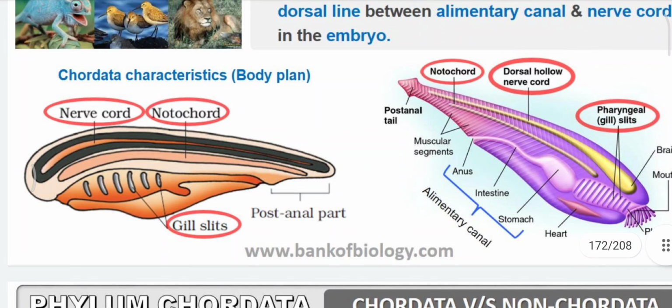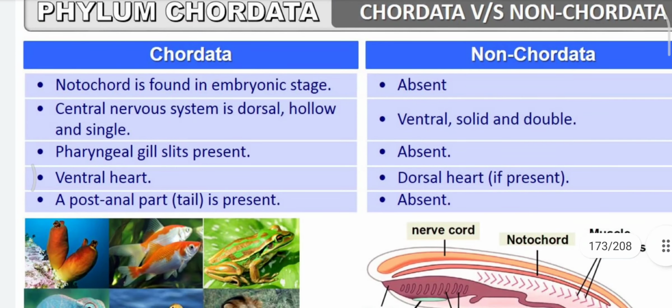In the picture, check here, this is the nerve cord which is present on the dorsal side. Between the gut and the nerve cord, the notochord is present, and pharyngeal gill slits can also be seen here. What is the difference between chordates and non-chordates? The notochord is found in the embryonic stage in chordates, but it is absent in non-chordates.